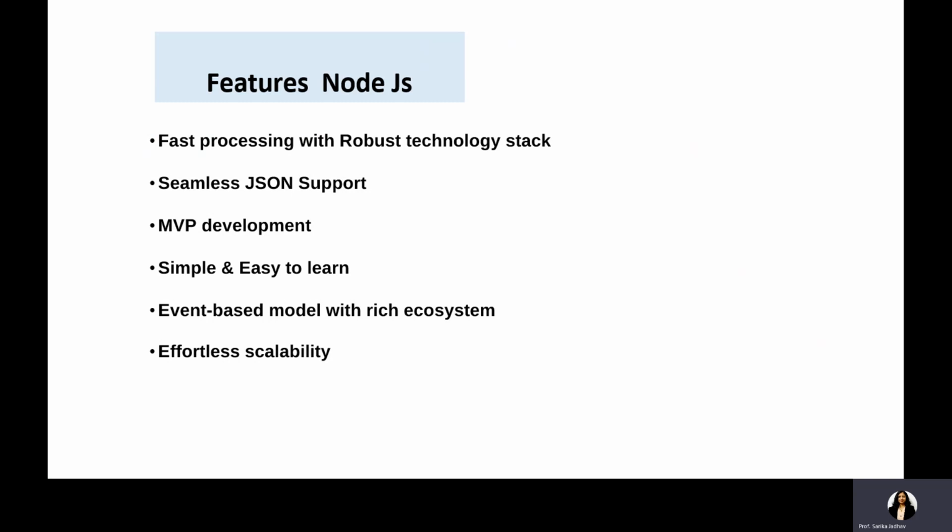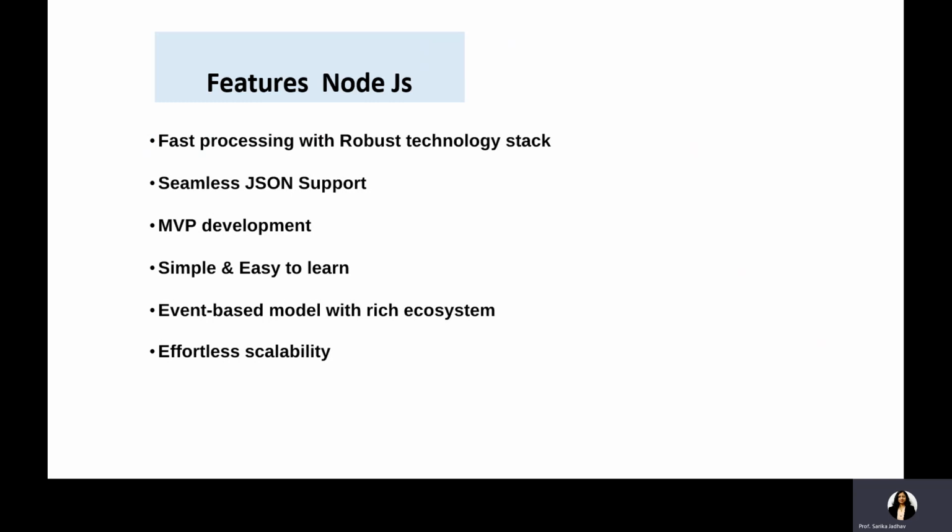Now, let's see some of the features of Node.js. It is fast processing with a robust technology stack. It provides seamless JSON support. That means JavaScript Object Notation. It provides a JSON file where the details of all the objects will be stored.